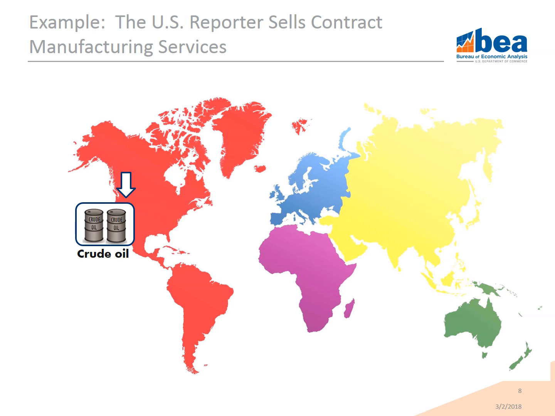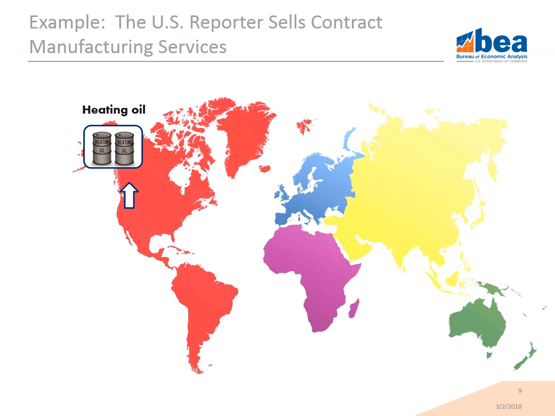A U.S. petroleum refining company receives crude oil from a Canadian company that is a member of its foreign parent group. That U.S. company then refines the crude into heating oil and sends the finished product back to the Canadian company. The U.S. company did not take ownership of the crude oil and sent back finished product to the Canadian company. The U.S. company has provided contract manufacturing services to the Canadian company and must report the fee charged for those services on the 2017 BE-120 survey.